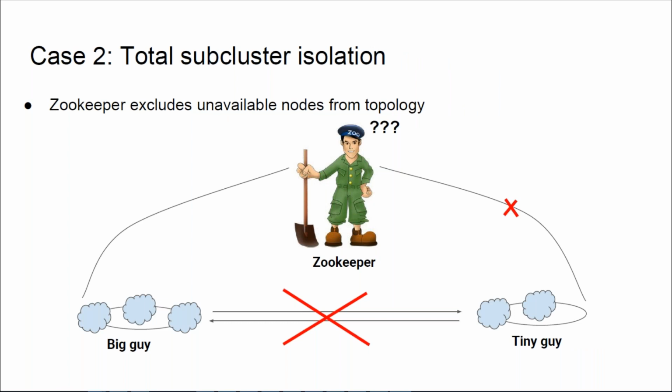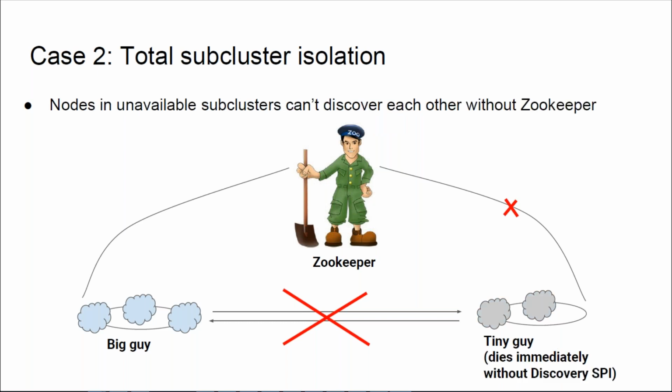The other case is total subcluster isolation. Imagine that not only is the link between two subclusters broken, but all the connection with the external world is broken for one of the subclusters. The following thing will happen. Zookeeper will immediately be notified about it because it won't be able to send any kind of messages to the tiny cluster. And then Zookeeper will just exclude that unavailable cluster from the set of working nodes. The feature is that nodes in the unavailable subcluster will not be able to discover each other, because in the mode when Zookeeper Discovery SPI is used, they use Zookeeper for that.